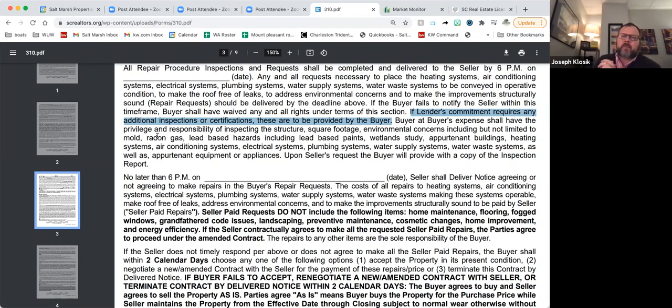Upon seller's request, the buyer will provide a copy of the inspection report. Very important word in this last sentence: will. So if the seller requests, per the contract, the buyer has agreed, they will provide it. You need to make sure that if that happens and your buyer starts to push back, you have to unfortunately say, Mr. Buyer, I didn't point this out to you in the contract, but you actually do have to share your inspection report with the seller.